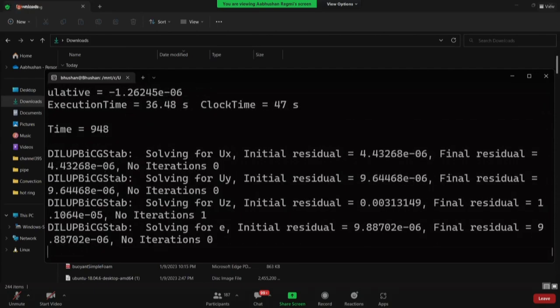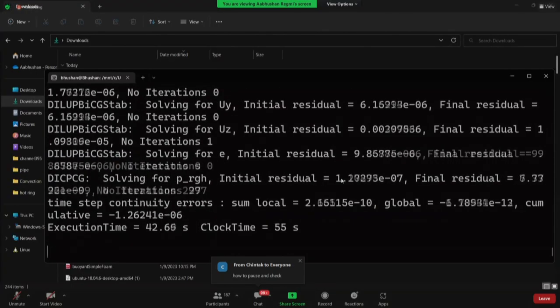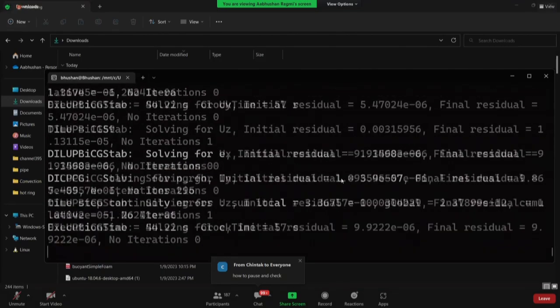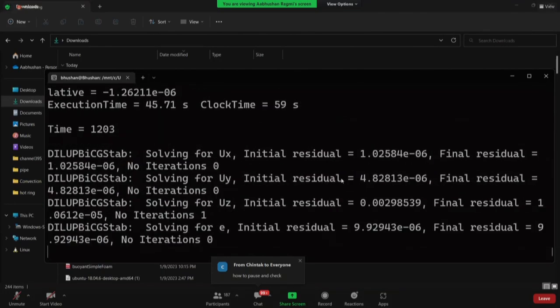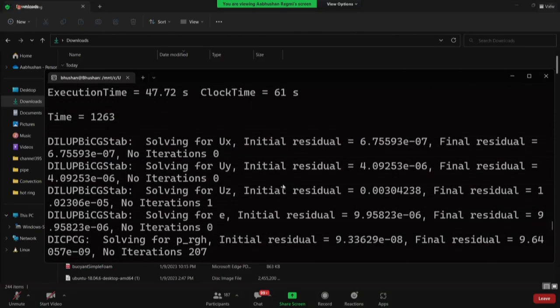So it is still being solved. Let's just wait for a while. Someone is asking why the value of g is 0, 0, 0. We are not considering gravity in our simulation right now. How to pause? You can just scroll your mouse. If you scroll your mouse, it will pause, and if you want to continue, just press enter.